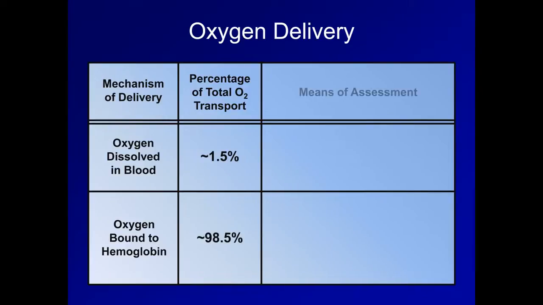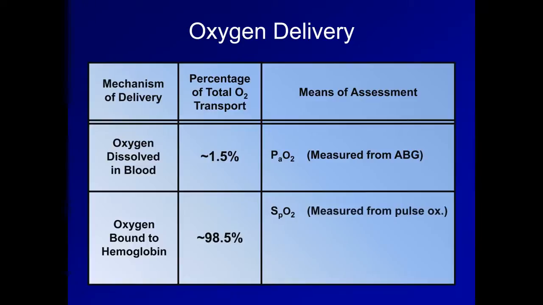The means used to assess each of these mechanisms of delivery is as follows. For the oxygen dissolved in blood, we assess that by examining the PaO2, or the partial pressure of oxygen in arterial blood, which is directly measured from the ABG. For the oxygen bound to hemoglobin, we usually assess this by examining the SpO2, which refers to the percentage of hemoglobin which is bound to oxygen as measured directly from a pulse oximeter.